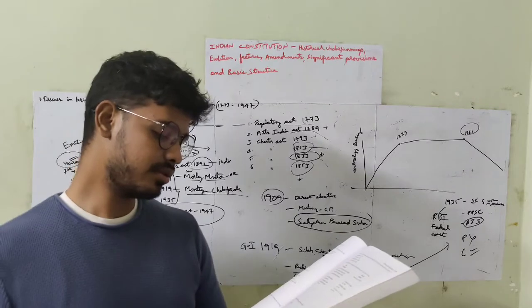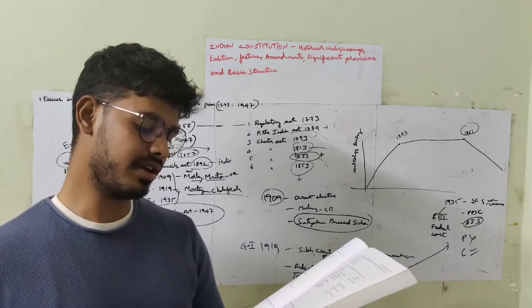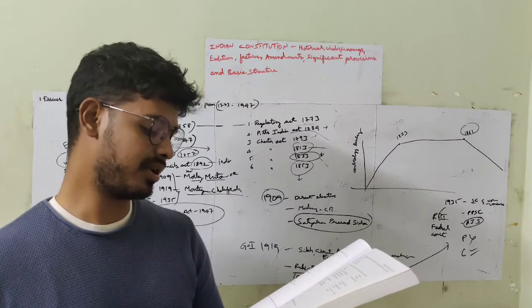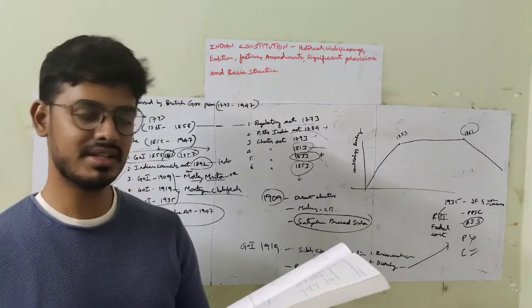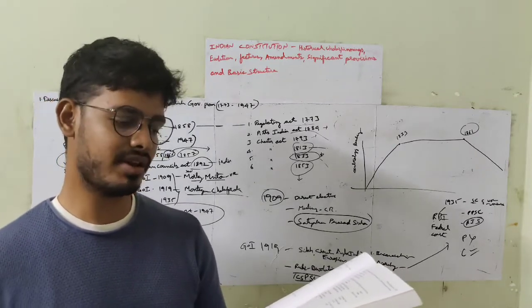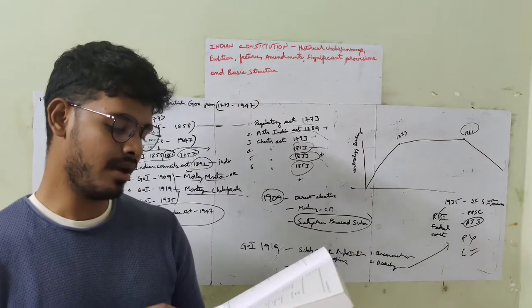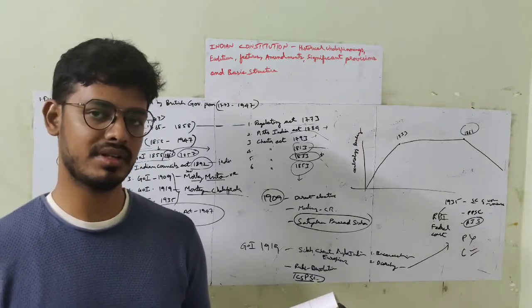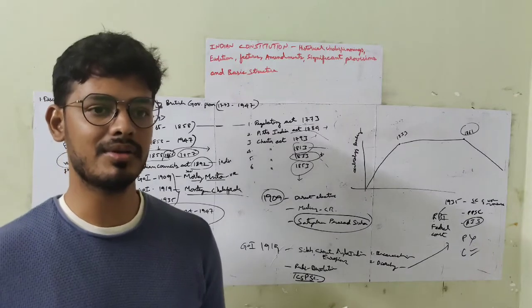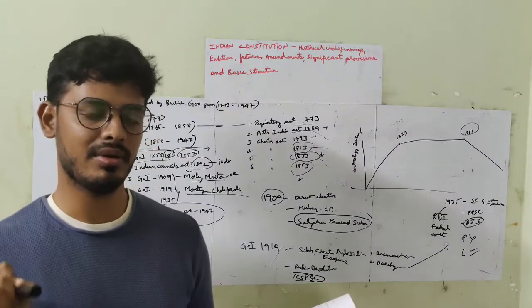With reference to the period of British rule in India, the Indian Statutory Commission is popularly known as the Simon Commission. Who among the following was the first law minister of India? The law minister who framed the constitution, who wrote the constitution, was Dr. B.R. Ambedkar.